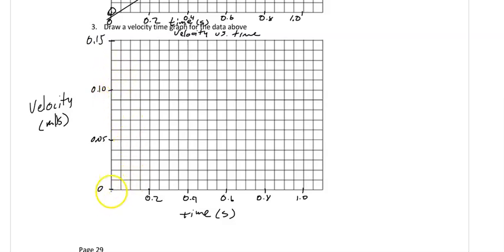We're going to plot, because the velocity that we've got is for the interval, we're not going to do this at the beginning of the time interval or the end, but we'll do it right in the middle. And so that first one is here, halfway between 0 and 0.2, because that's where the interval is, at a velocity of 0.12. And we'll just enter in the rest of the data points at those intervals.